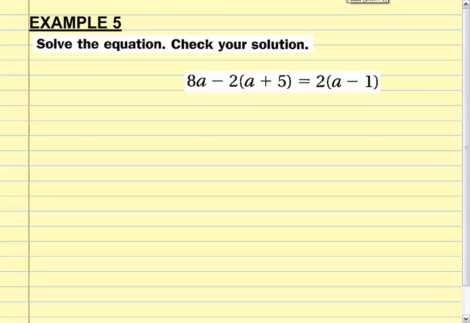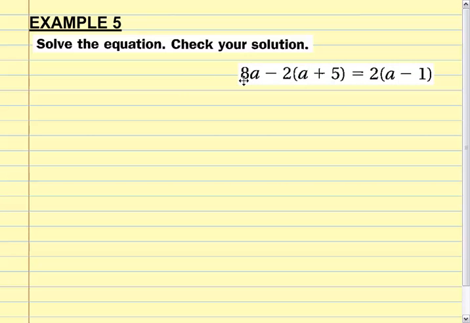Okay, folks, example number 5 says solve the equation and check your solution. Remember that whenever we solve, we need to simplify first. And I see some things up here that we can do to simplify it.